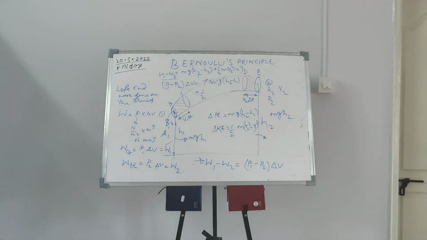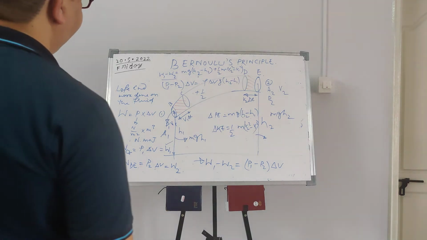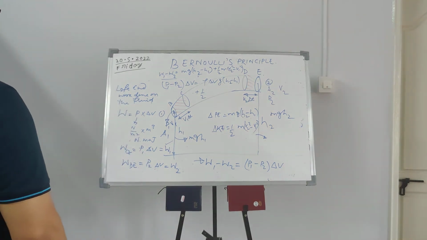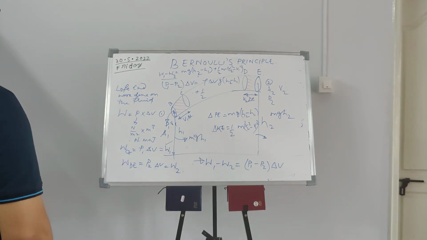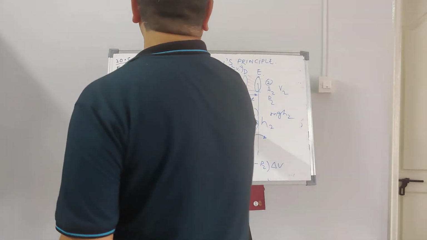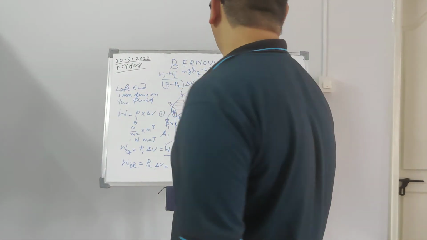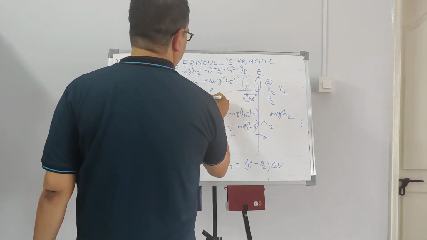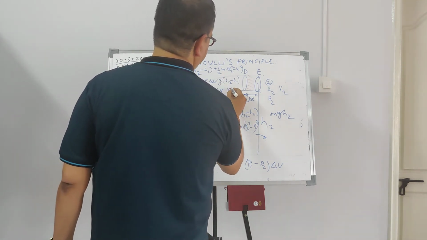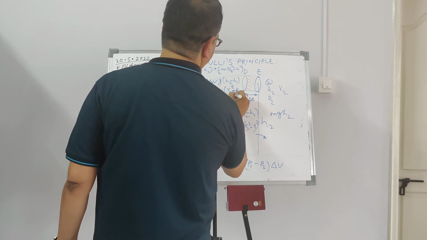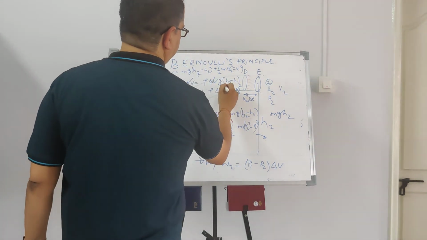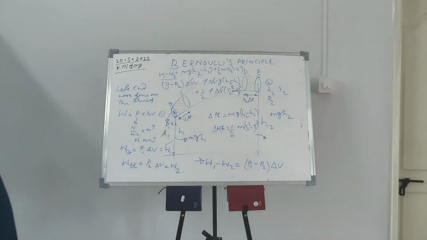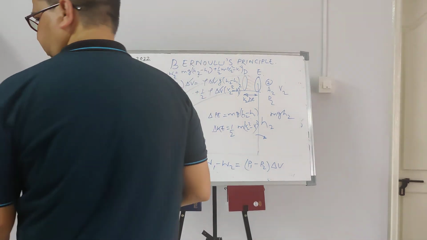Similarly, half m into (v2 square minus v1 square), where again m is rho delta V. Here also mass I have put as rho delta V. Is that clear? So now delta V cancels out from everywhere. Now my equation is ready.